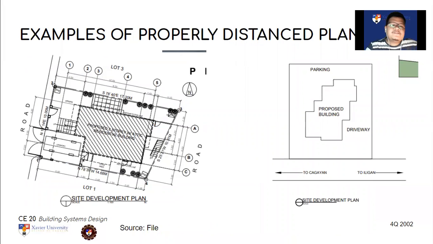So examples of properly distanced plans are the following. First is a site development plan. This is the project that we work on, the first project that I showed to you. This is actually in a Robinson's Land subdivision uptown. I'll not mention the name of the specific subdivision, but this is one example of a properly spaced site development plan. So you'll notice that from the sides of the building, you need to move 2 meters away.